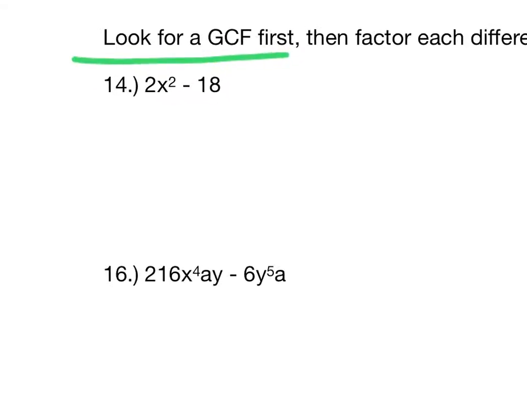All right, in the last 4 problems, you are asked to find a GCF first, then factor each difference of squares. All right, so if we look at number 14, we'd have to take out a GCF first. And if we look at this, we have a 2 and an 18, which do have a greatest common factor. That would be 2. And what would we have left? It would be x squared minus 18 divided by 2 is 9.